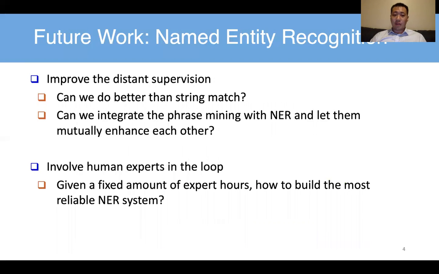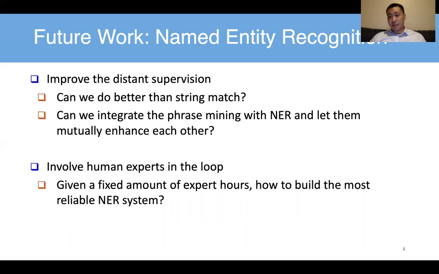For named entity recognition, you know that distant supervision is really powerful for named entity recognition in sciences. Then how can we do better, right? So here the tasks of phrase mining and named entity recognition can mutually enhance each other because they have some intrinsic relationship between these two kinds of tasks.